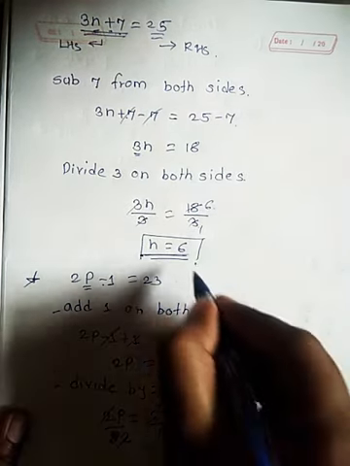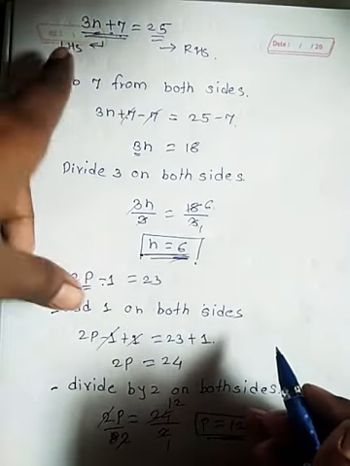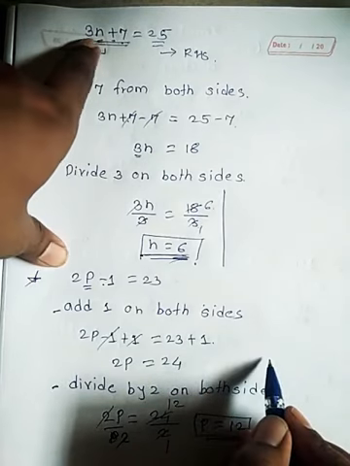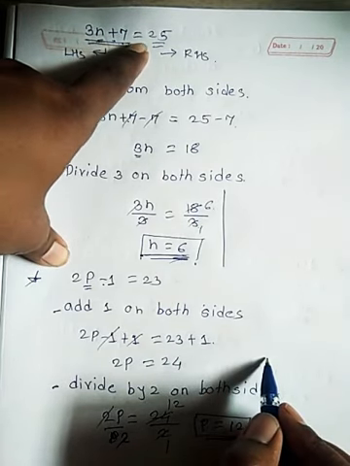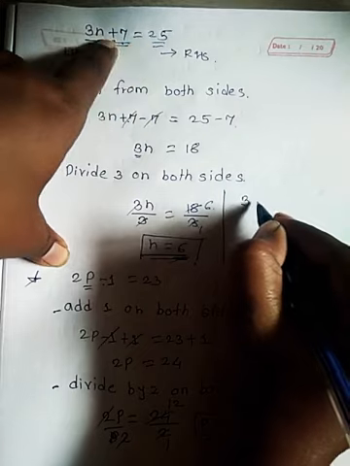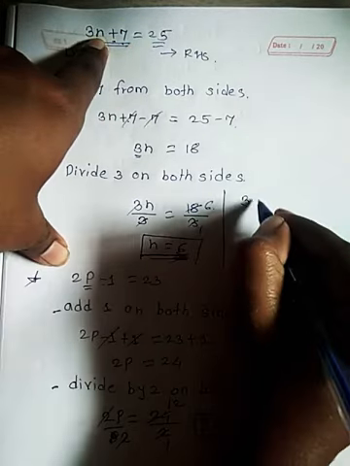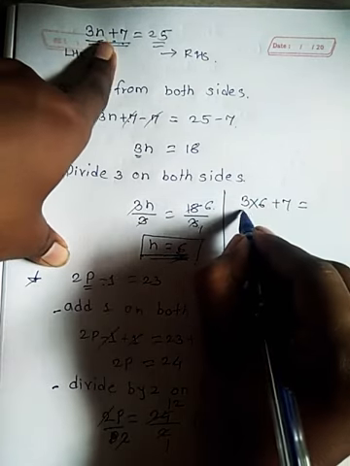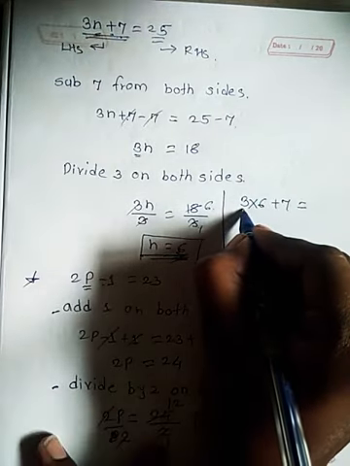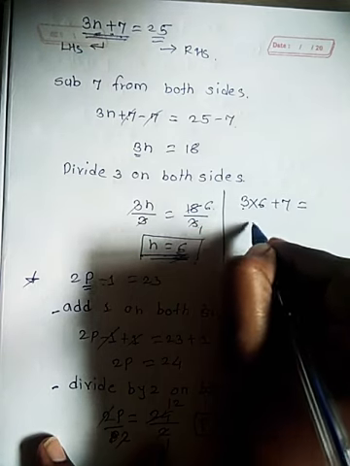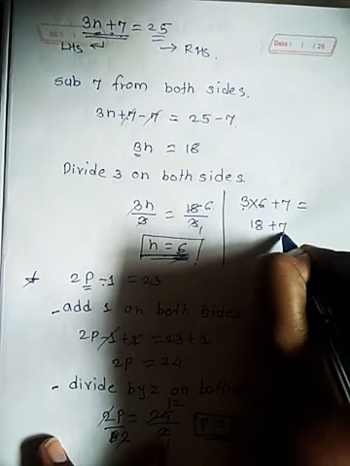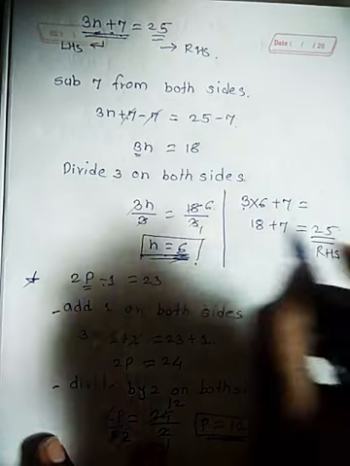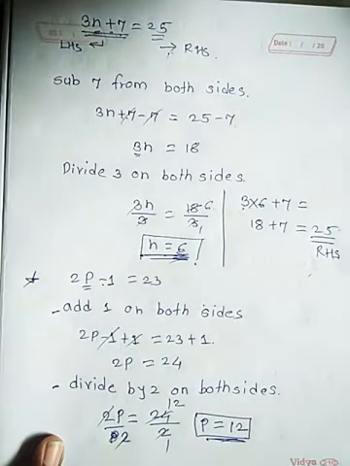Now see, p is equal to 12, n is equal to 6. If I put n is equal to 6 in the equation 3n plus 7 is equal to 25, then 3n is 3 into 6, 18, plus 7 is equal to 25. This is nothing but RHS.